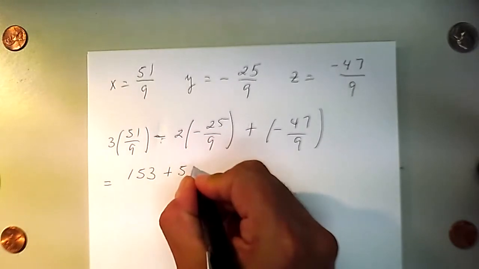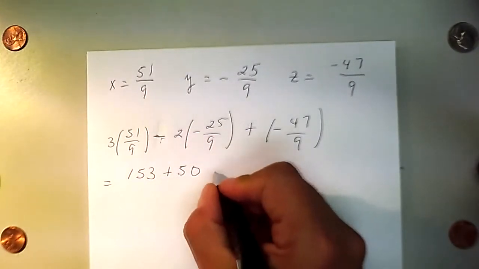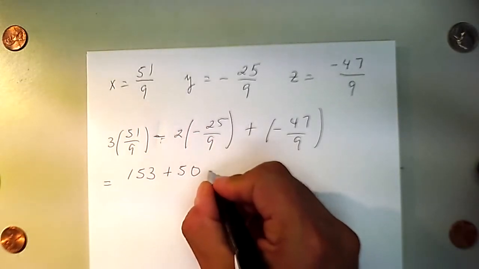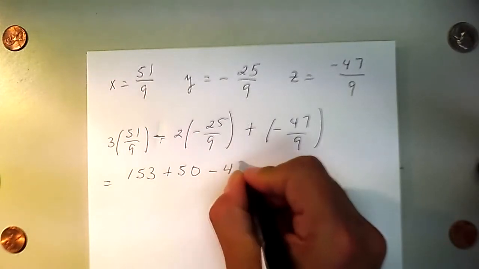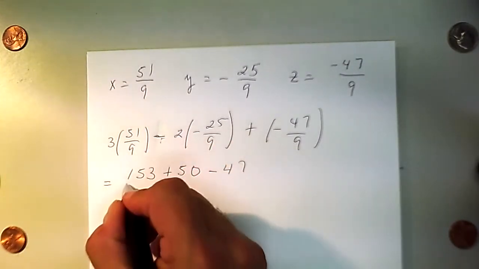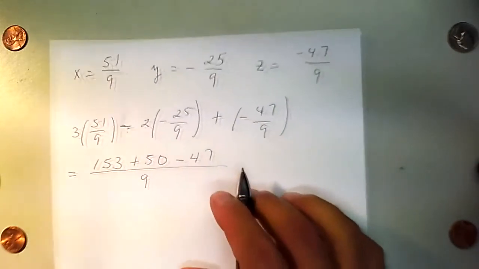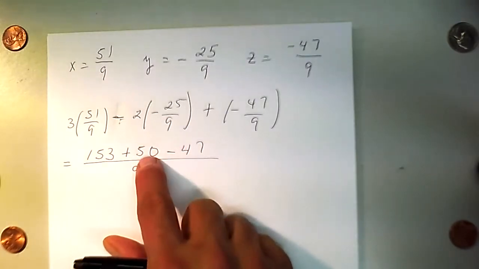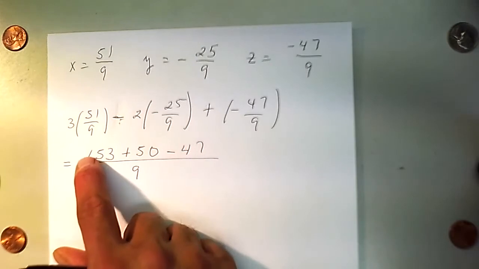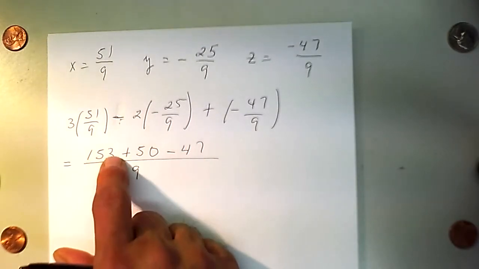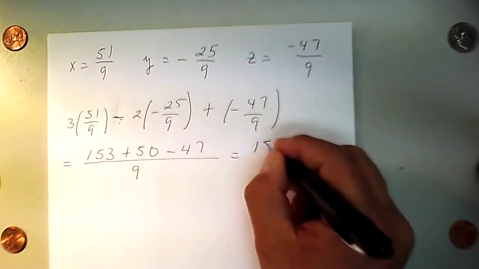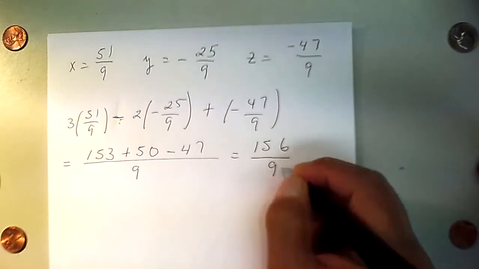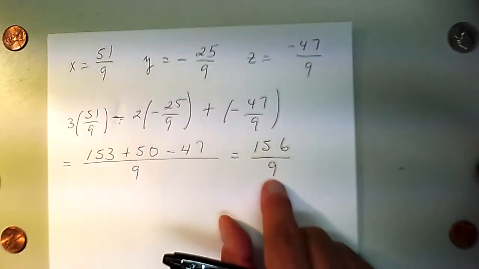I'm getting a little worried, to be honest, because this is not looking good. I think minus 47. All of them have a denominator of 9. So that really means we are adding 3, because 50 minus 47 is 3. So we have 156 over 9, and that does not divide by 9 evenly.